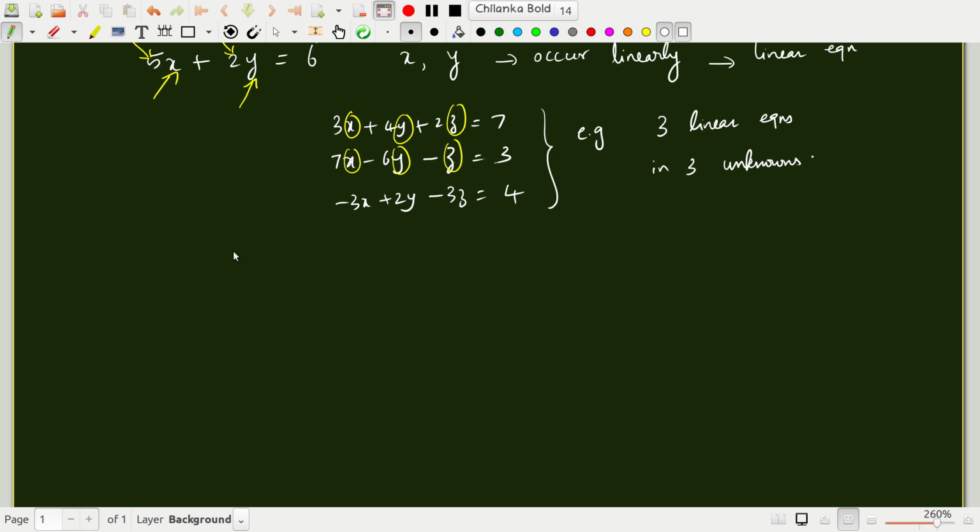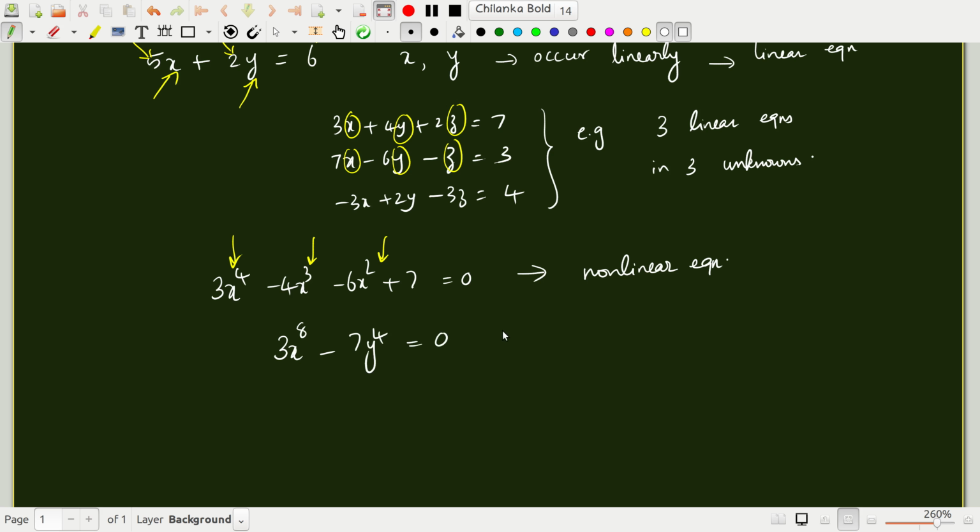Now an example of a nonlinear equation is, of course, you might have 3x to the 4 minus 4x cubed minus 6x squared plus 7 is equal to 0. This is an example of a nonlinear equation. Why is it nonlinear? Because the variable x occurs in powers higher than 1. And you can also have nonlinear equations in more than one variable. You could have 3x to the 8 minus 7y to the 4 or something. This is again a nonlinear equation, but in two variables x and y.